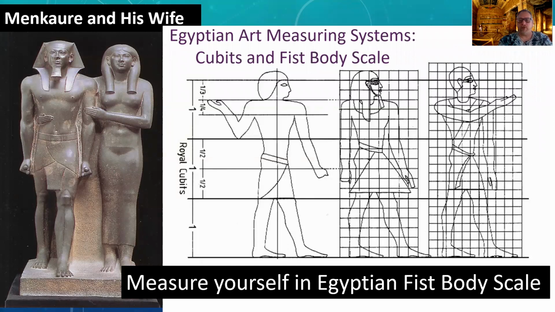Now, what I'd like you to do is measure yourself in Egyptian fist body width. So for this, you're going to probably have to stand up. All of Egyptian art is based upon a grid system. The grid system is based upon what are called cubits and fist body scales. As the pharaoh is a living god, we are going to use his measurements as perfect.